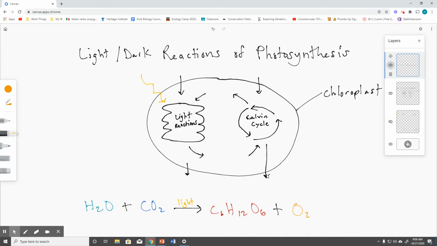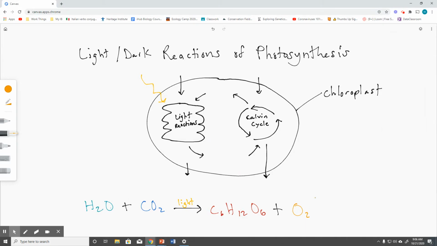All right, so now we're going to be drawing on this guy, okay? This is the same thing. So these are the pancakes right there, and then all of the space is what we're looking at, and this is a chloroplast. Okay, so we're going to be talking about two things.